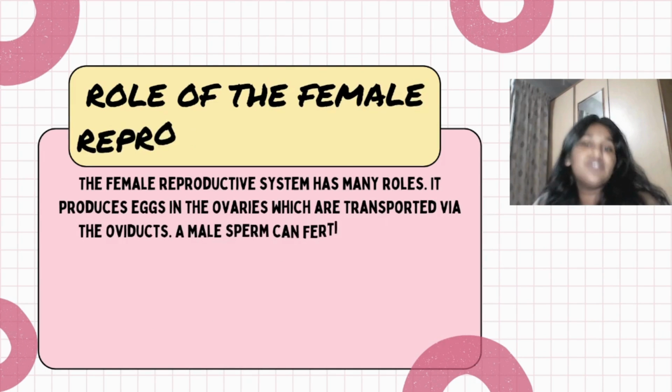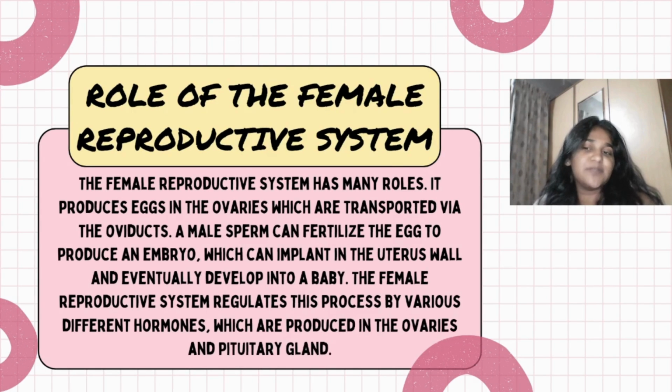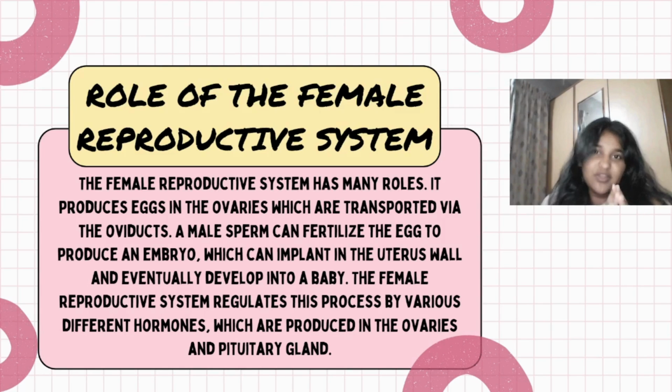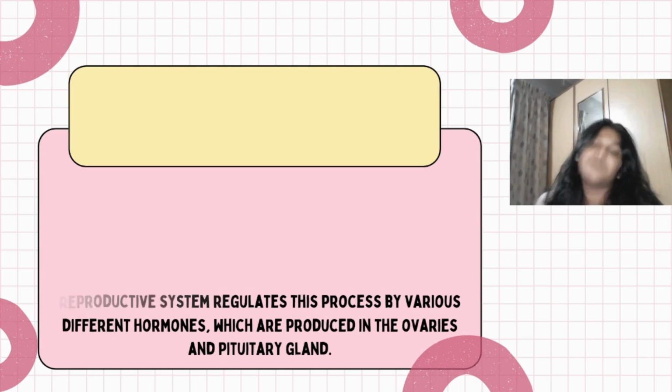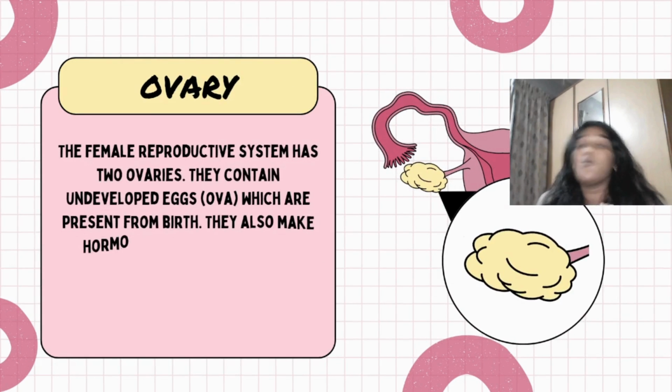Okay. What is the role of the female reproductive system? The female reproductive system has a lot of roles. It produces eggs in the ovaries, which are transported via the oviducts. A male sperm fertilizes the egg to produce an embryo, which can implant in the uterus wall and eventually develop into a baby. The female reproductive system regulates the process by various hormones which are produced in the ovaries and the pituitary gland. Okay. Next, we'll learn about what an ovary is.